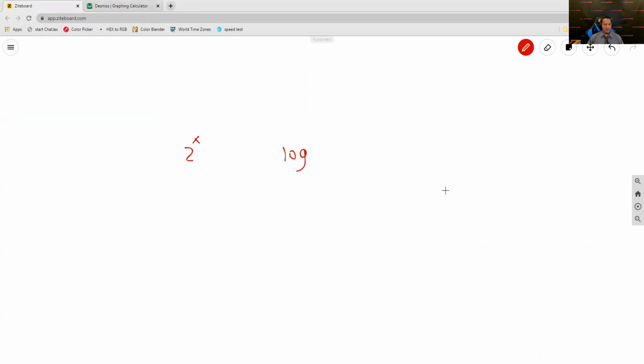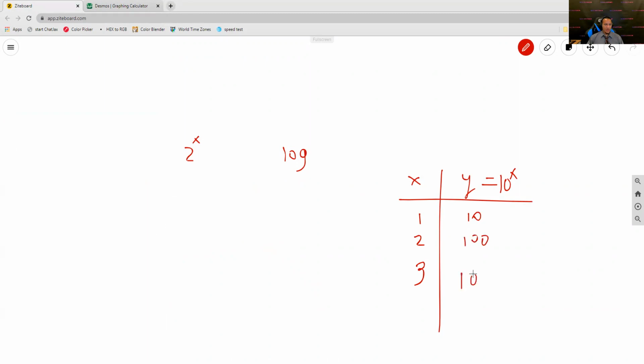And why is it called ratio of numbers? Because, well, let's say that I have x and y. I have 1, 2, 3, and let's say that y is 10 to the x, an exponential function. Then, you have 10 here, 100 here, and then 1,000, right? It's going up by a factor of 10.